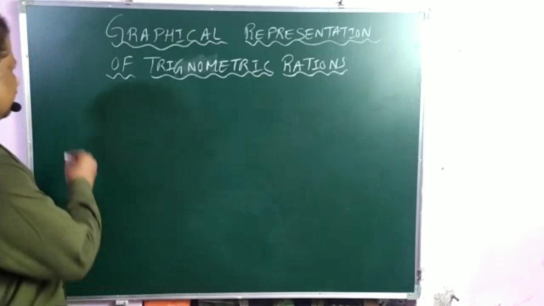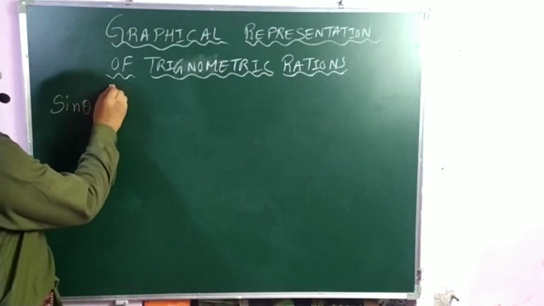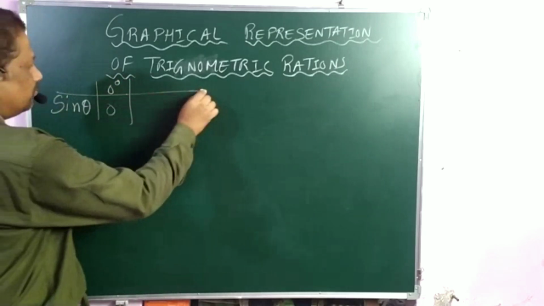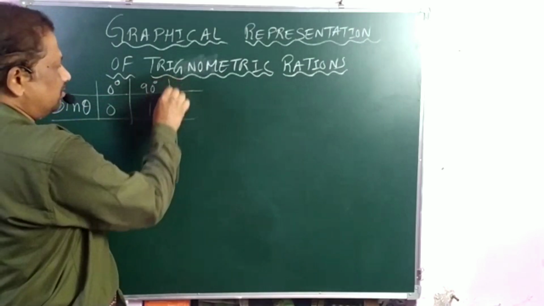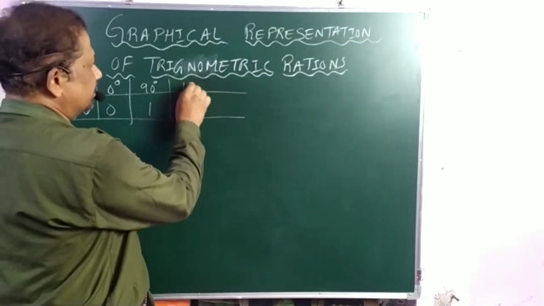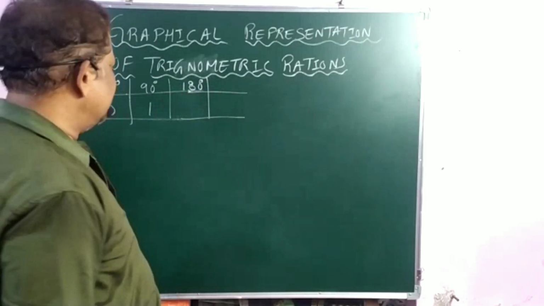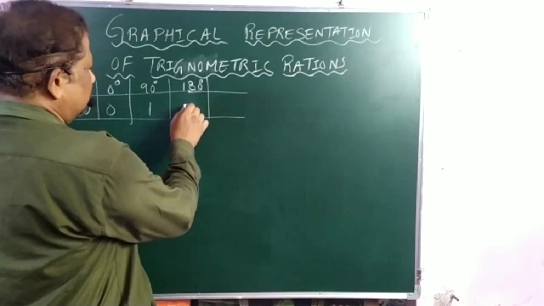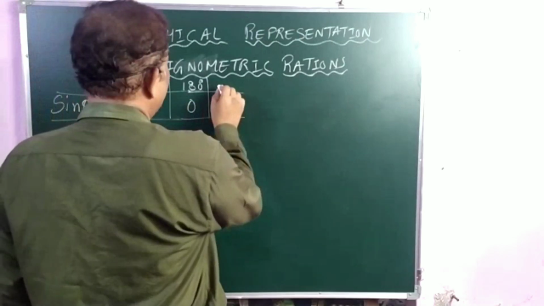If you take sine theta, first for 0 degrees it is 0, for 90 degrees it is 1, for 180 degrees, that is 90 plus 90, the ratio changes, cos 90, it is also 0. Next, for 270 degrees, 180 plus theta.